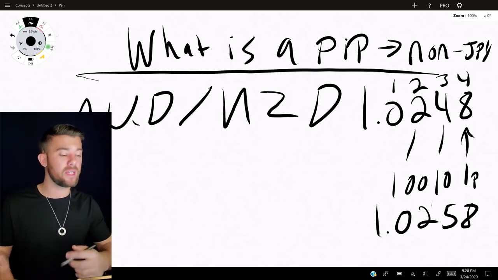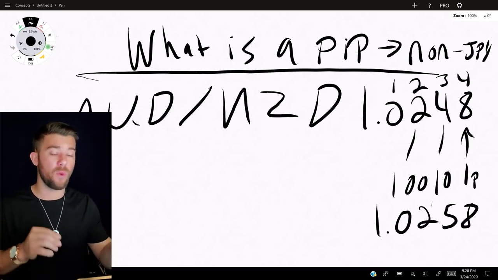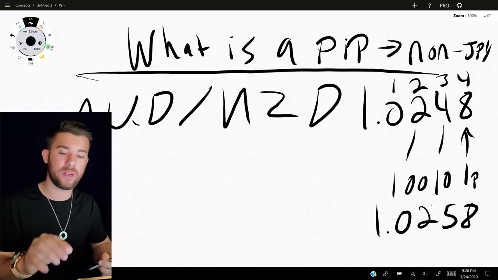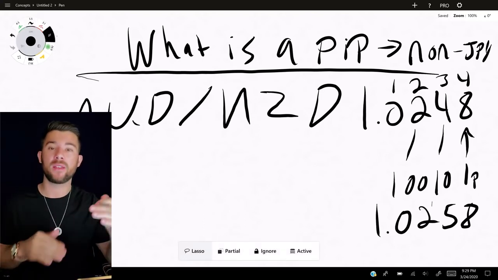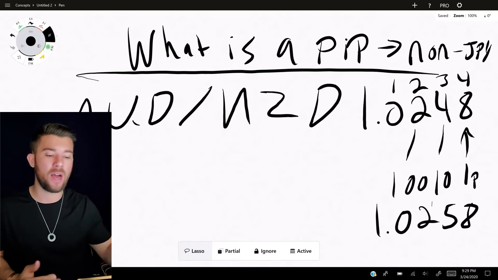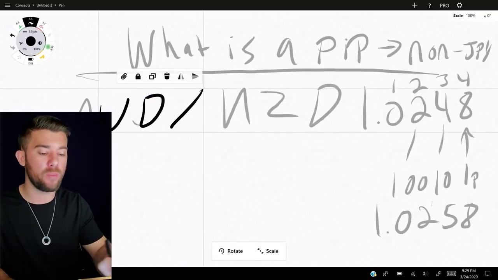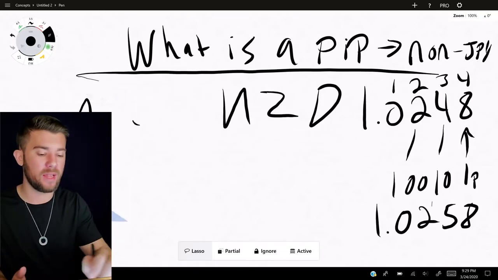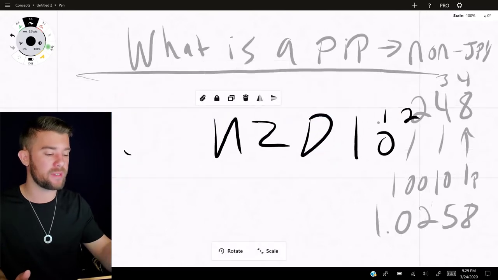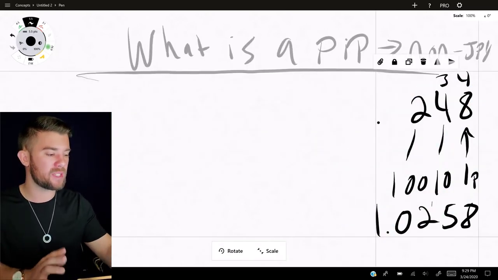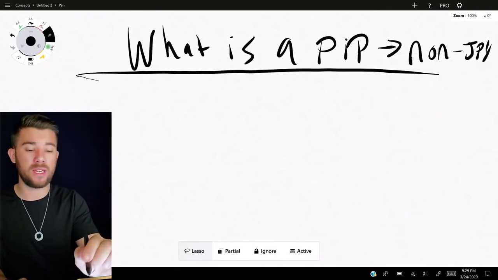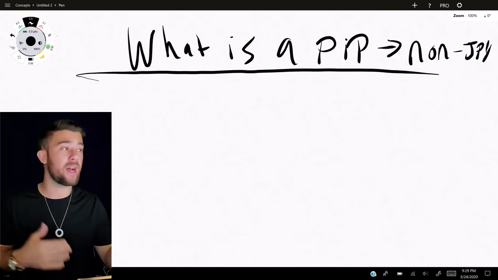That's how you need to be looking at it in terms of what a pip is and how it's valued. Now, we've just talked about every non-yen pair. Any pair that does not have JPY will be calculated like this and will be valued like this with 4 decimal places. Now, what about yen pairs? Something very slight changes on any pair with the letters JPY attached to it.